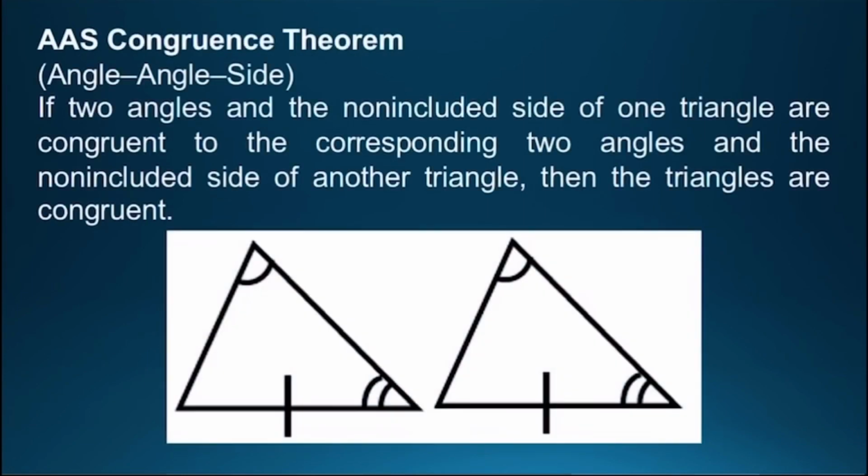Next, for AAS congruence theorem or the angle, angle, and side, if two angles and the non-included side of one triangle are congruent to the corresponding two angles and the non-included side of another triangle, then the triangles are congruent.